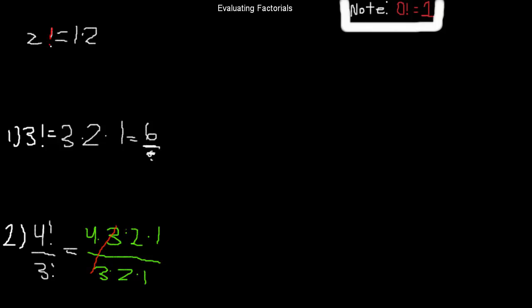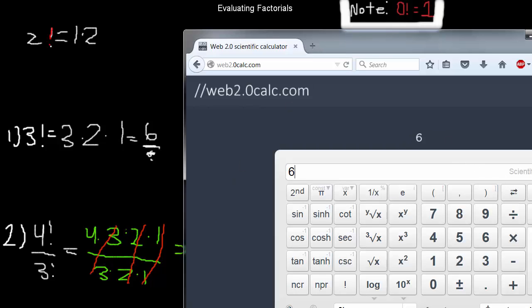3 cancels out with 3, 2 cancels out with 2, 1 obviously cancels out with 1, and we're left with this 4. And so our 4 should be the answer if we calculated this right. And so let me do this. 4, and we can check the handy calculator here at Web2 Calc, and we can do 4 factorial divided by 3 factorial. And yes, that gives us 4.